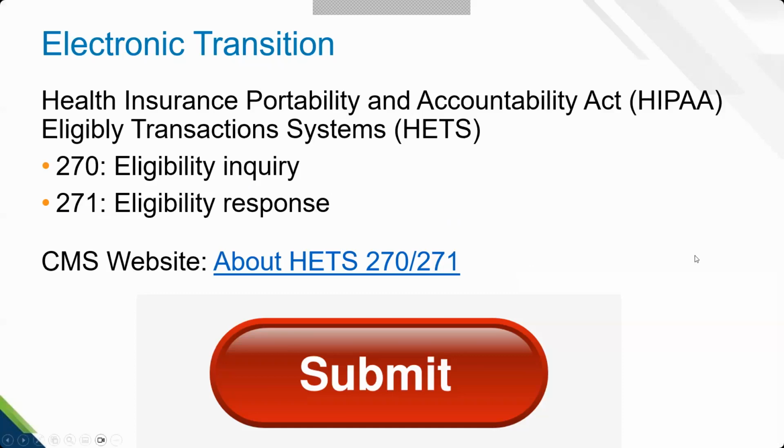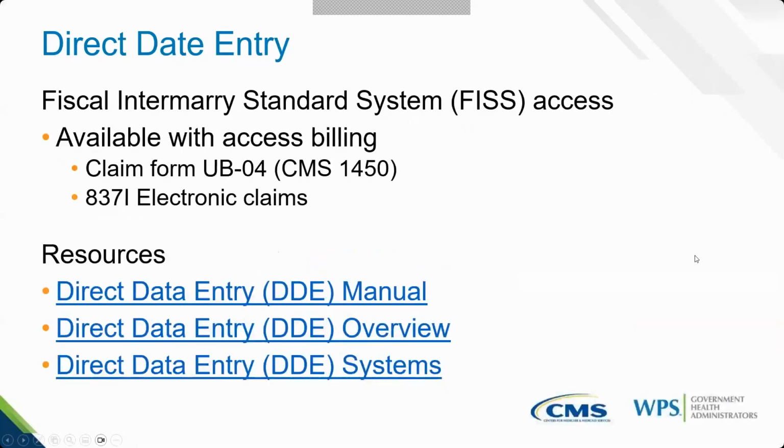The last system we want to talk about is direct data entry. This system is a way to access the FIS, the Fiscal Intermediary Standard System, or shared system sometimes it's called. This is always for someone that bills on a UB04 or 837I. That's it. So if you say, hey, I've heard of this great DDE thing and I can access the system from it, but I bill on a 1500 or I bill on an 837P, stop. It's not about you and you're not going to be able to access it.